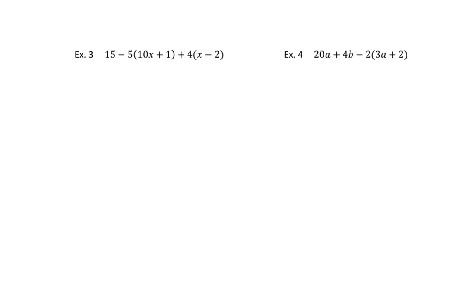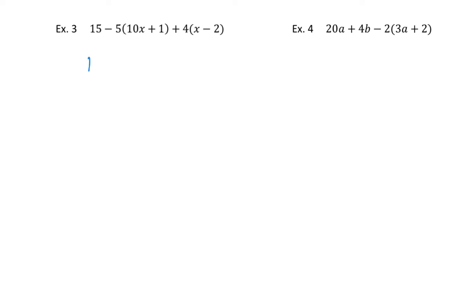Example 3, not going to do anything with 15 yet. I'm just going to bring that down. Multiply -5 times 10x and -5 times 1. Again, I'm multiplying by a negative, so every sign is going to change inside. So that's going to end up being a -50x. And -5 times 1 will be -5.